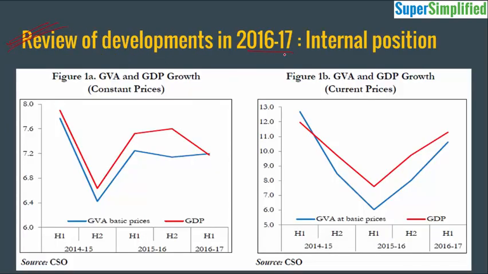Review of developments in 2016-17. What is the internal position? The internal position is judged by the GDP growth. So you have two graphs here. This is the GDP growth on constant prices, and this is the GDP growth on current prices. At constant prices, in 2016-17, in the first half of the year, it is somewhere around 7.2%, which is on the lower side of the projected growth of 7 to 7.5 in the previous year's Economic Survey, and it is falling as compared to the second half of 2015-16 and the first half of 2015-16. But still, it is within respectable limits, we can say.